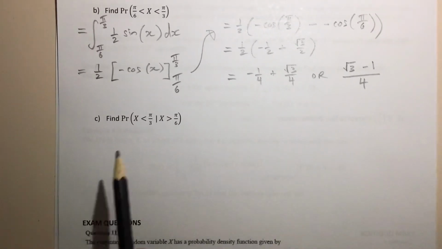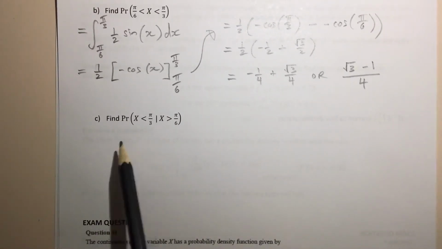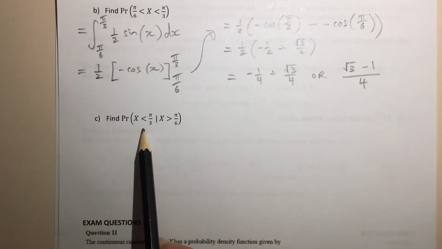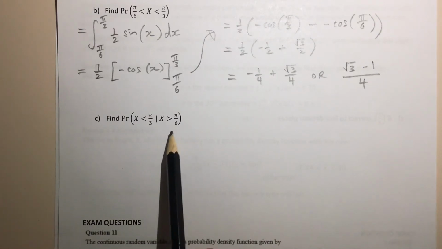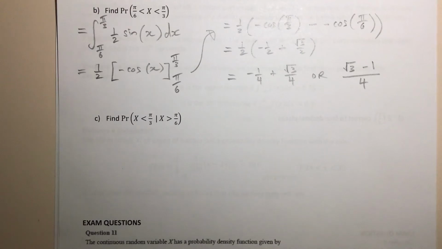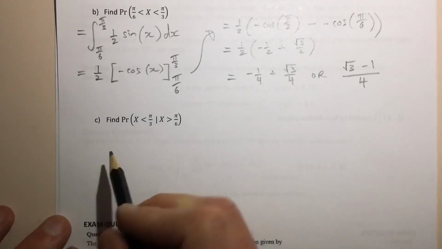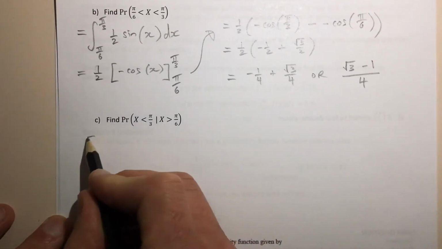Okay, this one here is a good chance to practice conditional probability. This one says find the probability that x is less than pi on 3, given that x is greater than pi on 6. So before you get too worried about what's going on there, I would always, with any conditional probability question, chuck it in the formula.